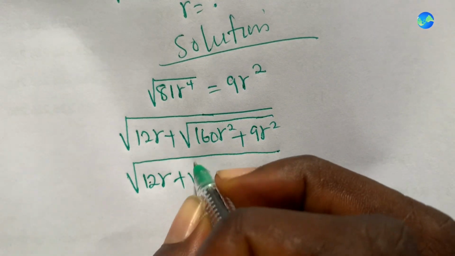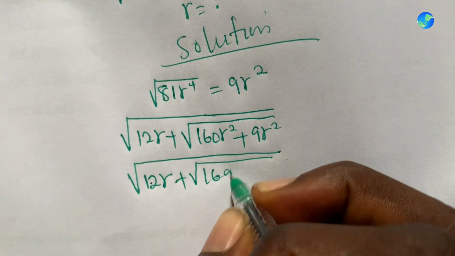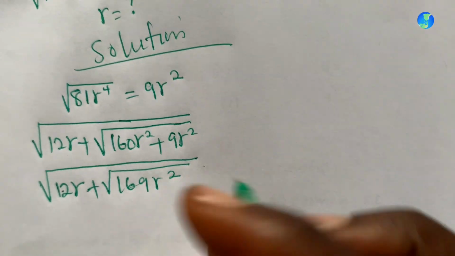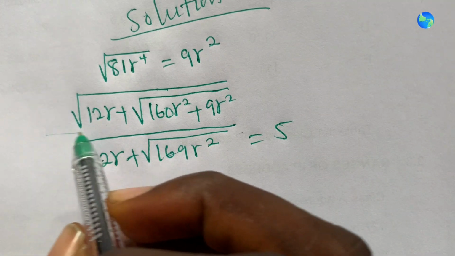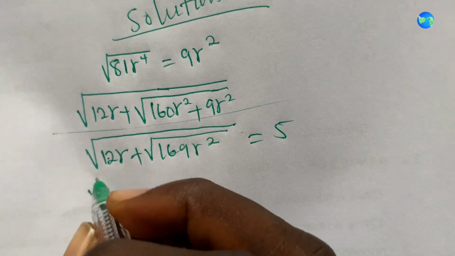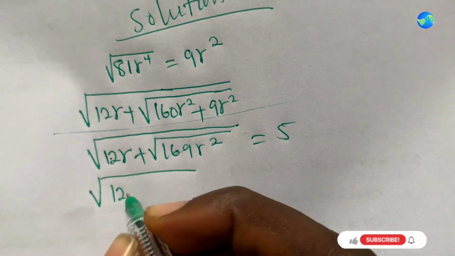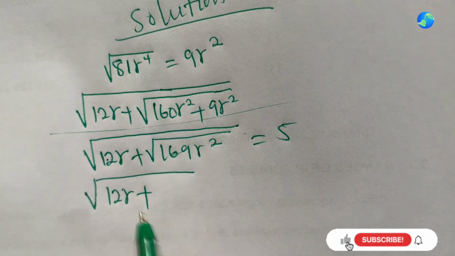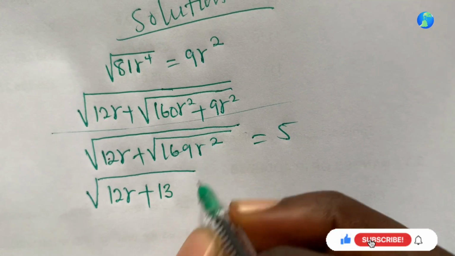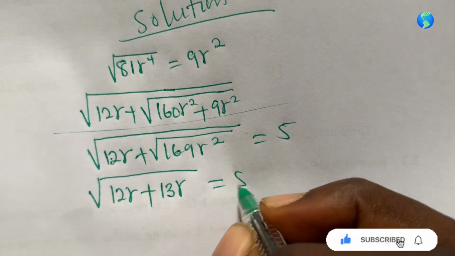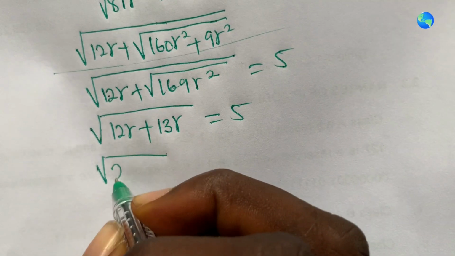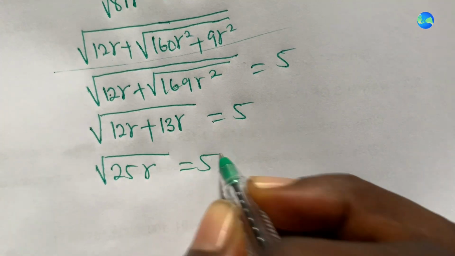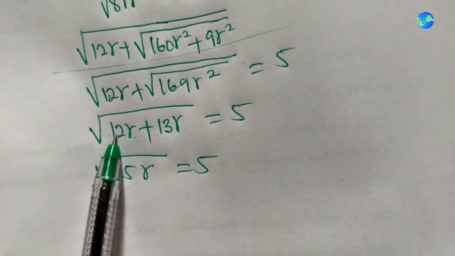So I will have the square root of 12r plus the square root of 169r squared. Sorry, recall they said all of this is equal to 5, because the question says we should find the value of r, right? Now we are going to have the square root of 12r plus the square root of 169 is 13, the square root of r squared is r, equal to 5, so that this is going to be the square root of 25r equal to 5, because we have 12 plus 13, right?